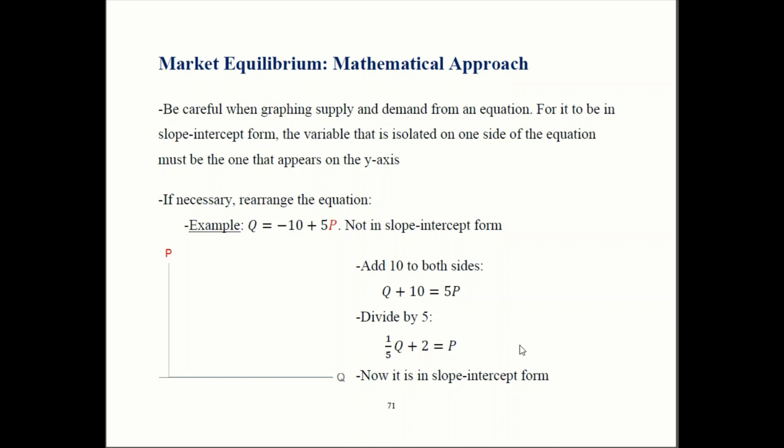So your big takeaway, when you're graphing supply or graphing demand, isolate p. Have a p on one side, all the other stuff on the other side. So as long as you just isolate p, you'll be fine.